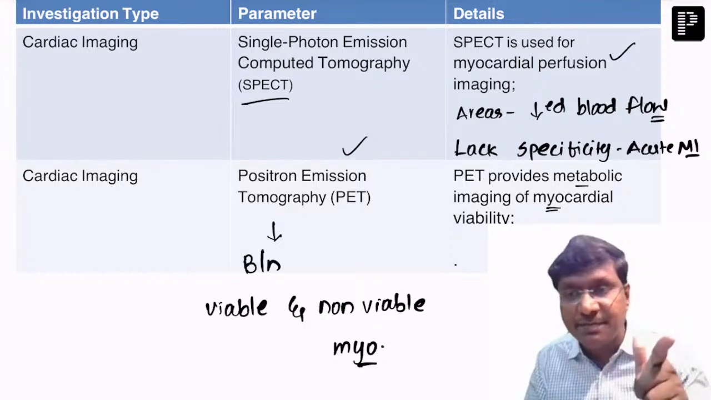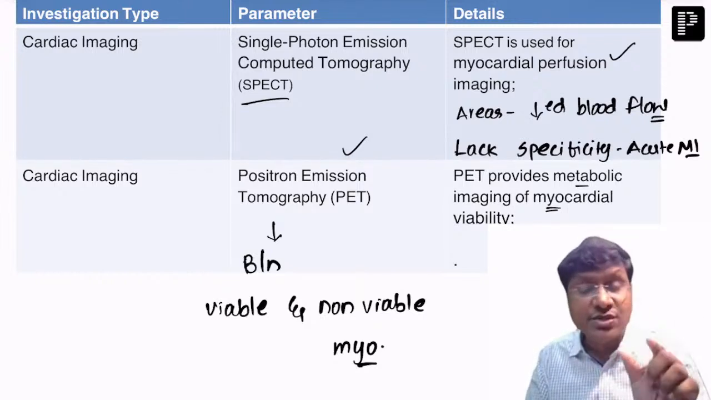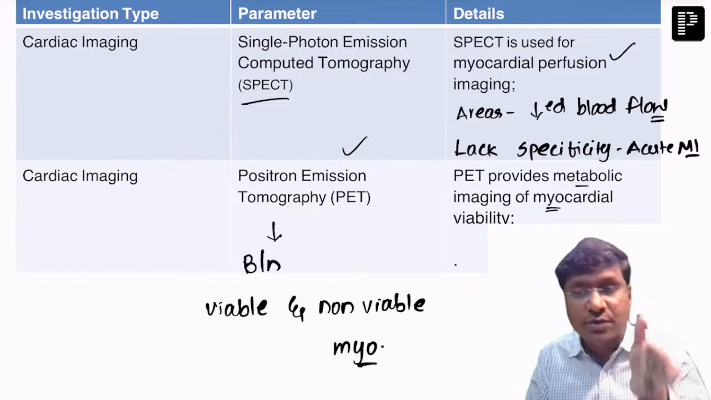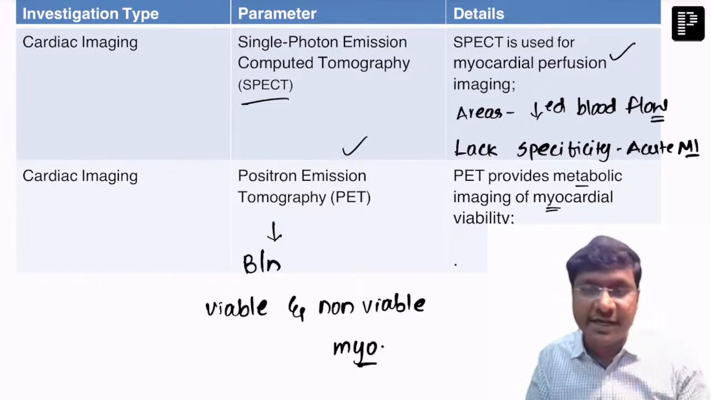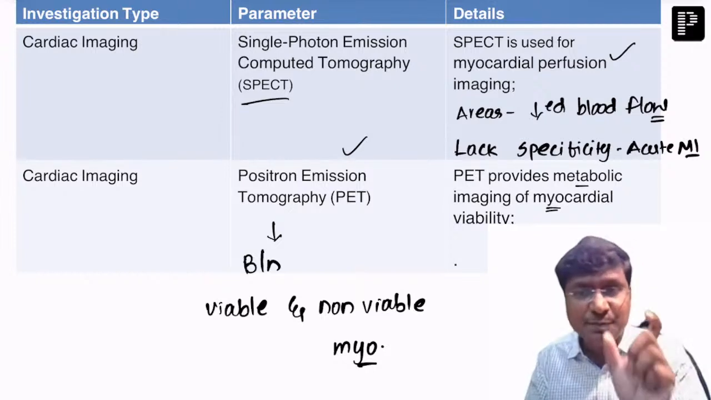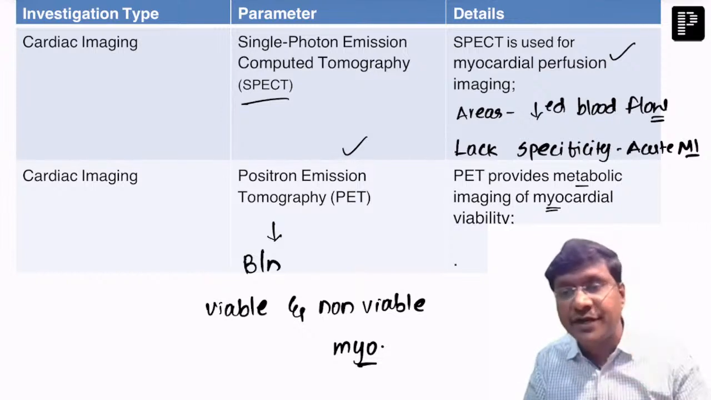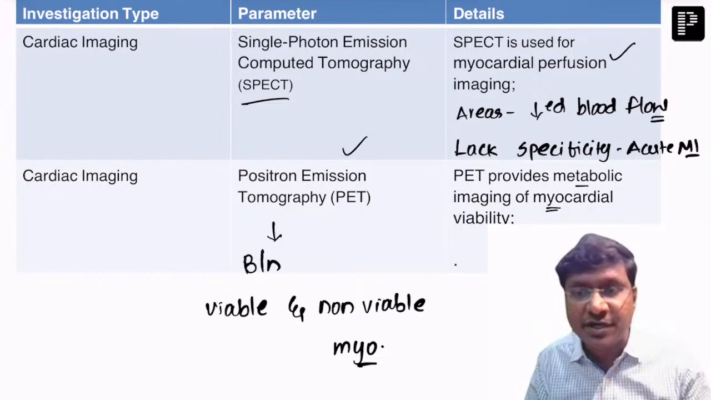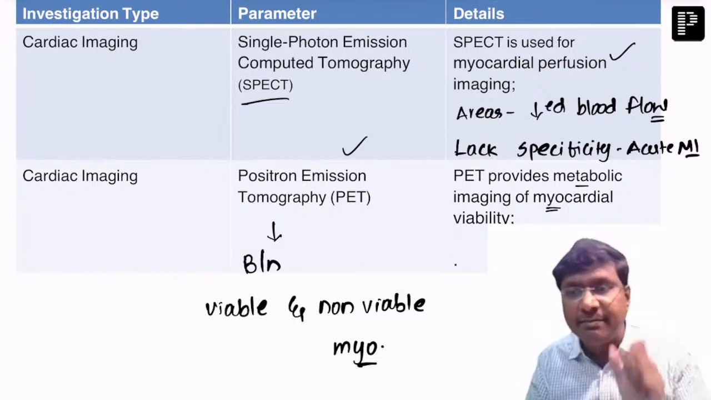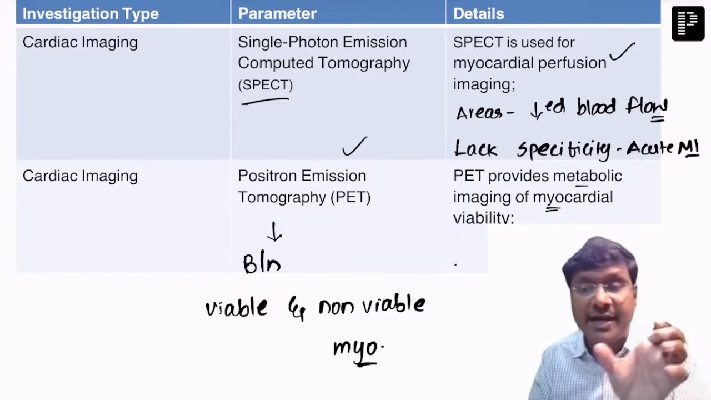Next is myocardial perfusion imaging. This will identify the myocardial blood flow, right? But it cannot differentiate acute versus chronic MI. Next is radionuclide ventriculography. This will show if there is any presence of the wall motion abnormality and reduced ventricular ejection fraction. Next is SPECT. It is used for myocardial perfusion imaging, and this will detect the areas of reduced blood flow, but it lacks specificity for acute MI. Next is PET, that is positron emission tomography. This will provide metabolic imaging of the myocardial viability, and this helps to distinguish between viable and non-viable myocardium.